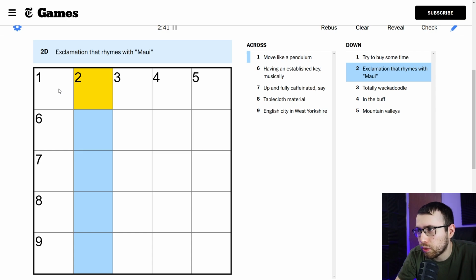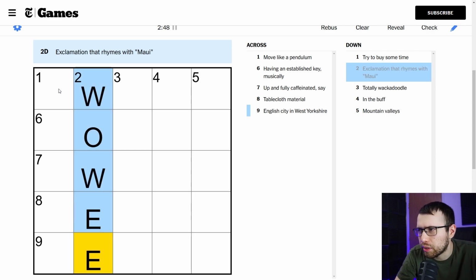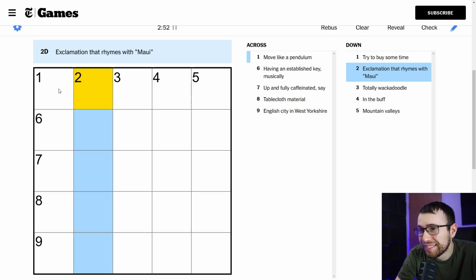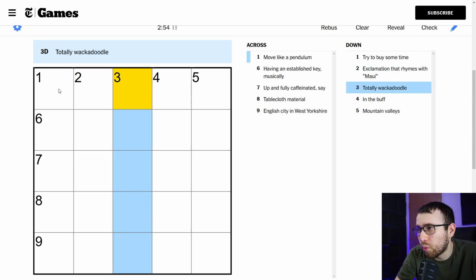Exclamation that rhymes with Maui. I'm guessing it's like wowie, but how do you spell that? Wowie. Is that how you spell that? Totally wackadoodle.